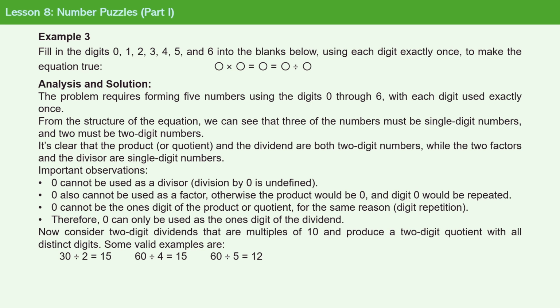Here are some important observations. 0 cannot be used as a divisor. 0 also cannot be used as a factor, otherwise the product would be 0, and digit 0 would be repeated. 0 cannot be the ones digit of the product or quotient, for the same reason. Therefore, 0 can only be used as the ones digit of the dividend. Now consider two-digit dividends that are multiples of 10 and produce a two-digit quotient with all distinct digits. Some valid examples are 30 divided by 2 equals 15, 60 divided by 4 equals 15, 60 divided by 5 equals 12.